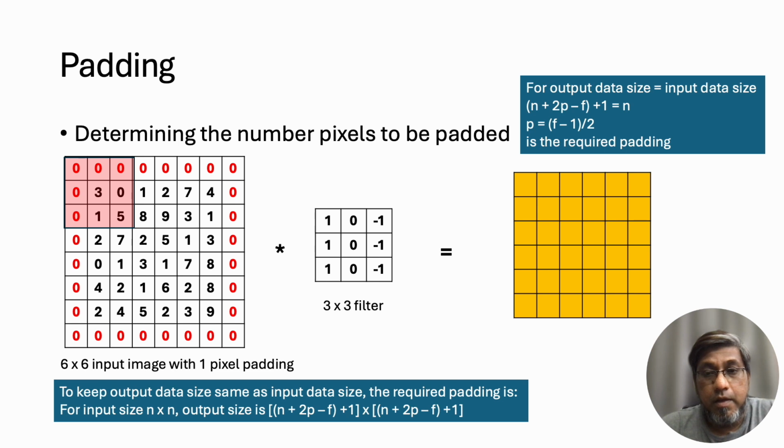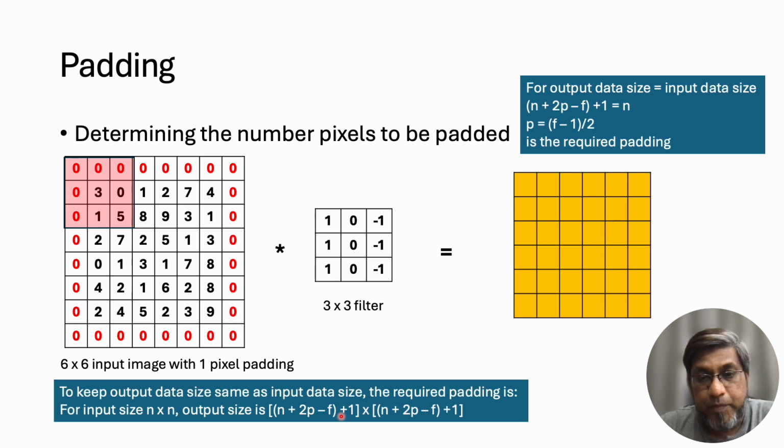Now, when we want to have a certain dimension for the output, we can determine how much padding is required for a given input image and for a given filter size. So we know the expression for the dimensions of the output, which is (n + 2p - f) / s + 1. In this case, I'm choosing s equal to 1.